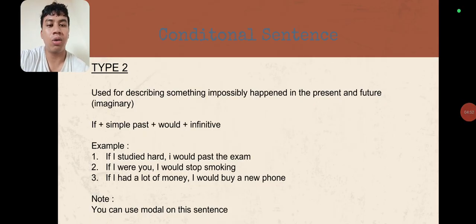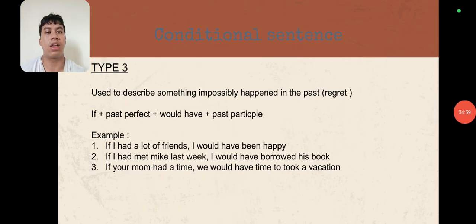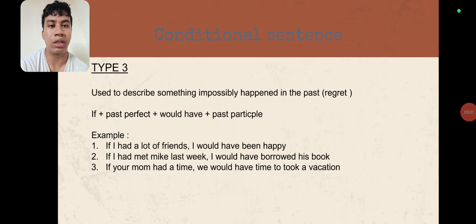Disclaimer, you can also use a modal in the sentence like in type 1. Okay, the last is type 3. Type 3 is used to describe something that was impossible in the past, or it is a regret statement. So the pattern is if plus past perfect, plus would have plus past participle.